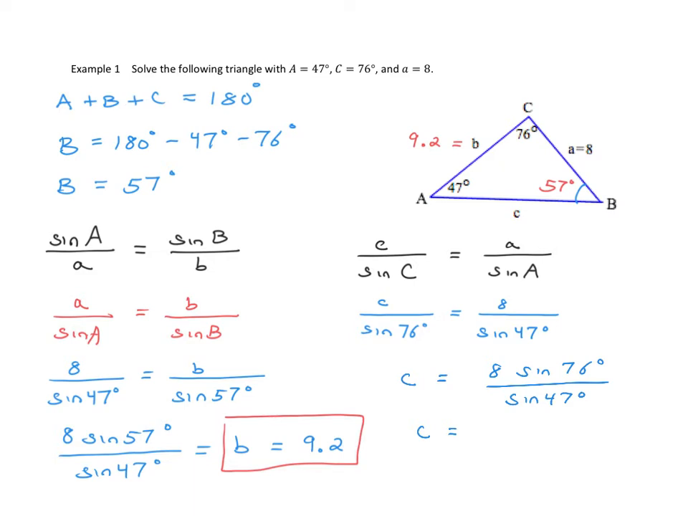And if I round to the nearest tenth, I get 10.6 is the length of side C. So I'll put that up here. We have solved this triangle. It's not a right triangle, but what I know is the measure of every angle and the length of every side.